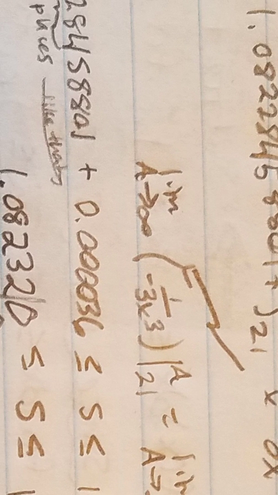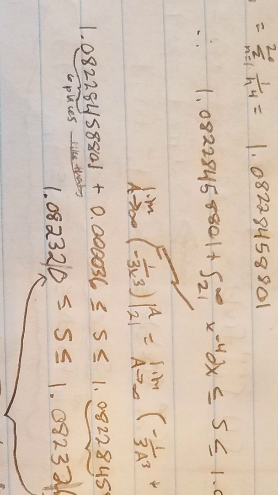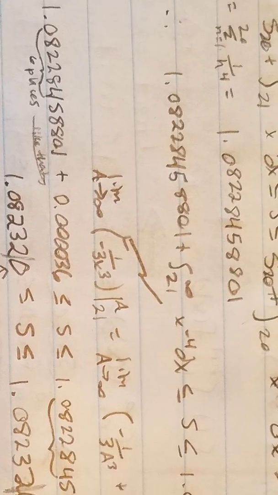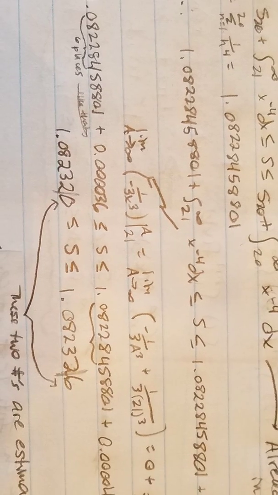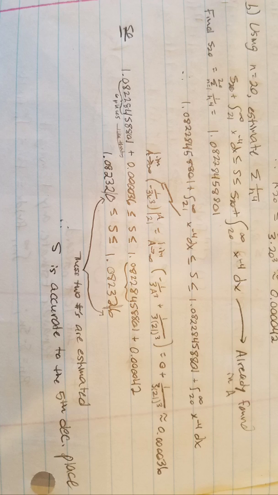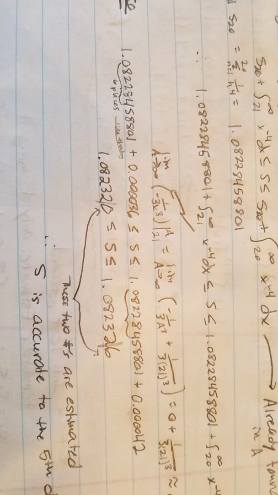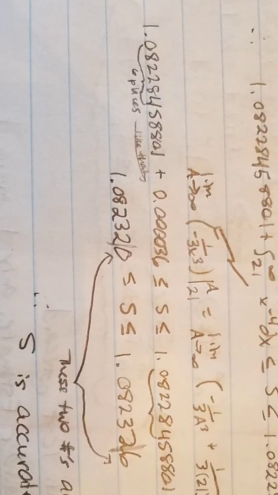I'm not going to take the time to explain that because you have already done that in part A if you're following through this example with me. I'll just go ahead and tell you, and I've got the work right here if you want to pause it and make sure that you get it right. The left-hand side, the integral from 21 to infinity of x to the negative 4 dx, ends up becoming 0.000036.